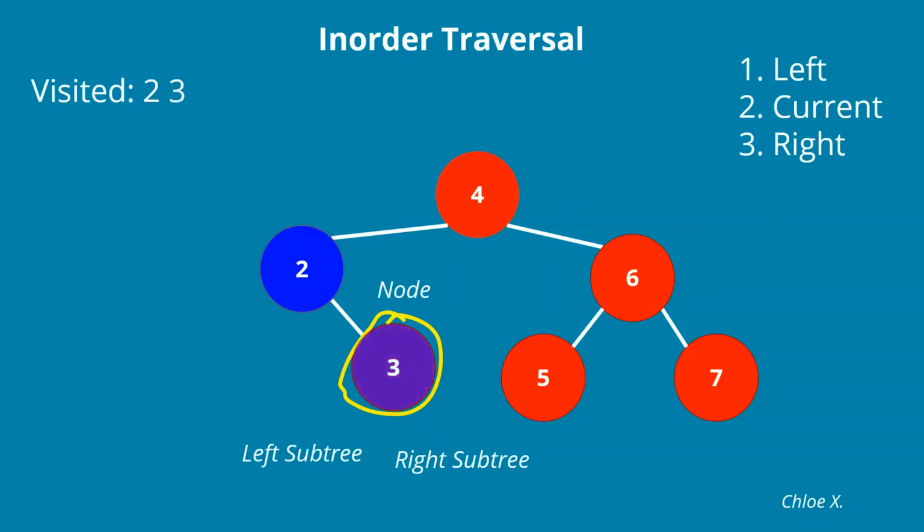See nothing on the left. Mark 3 as current, mark that as visited. Go to the right, nothing there, and we're done. That's our left subtree. We did the algorithm on every node, breaking down the subtree into smaller and smaller bits until we got to a leaf.